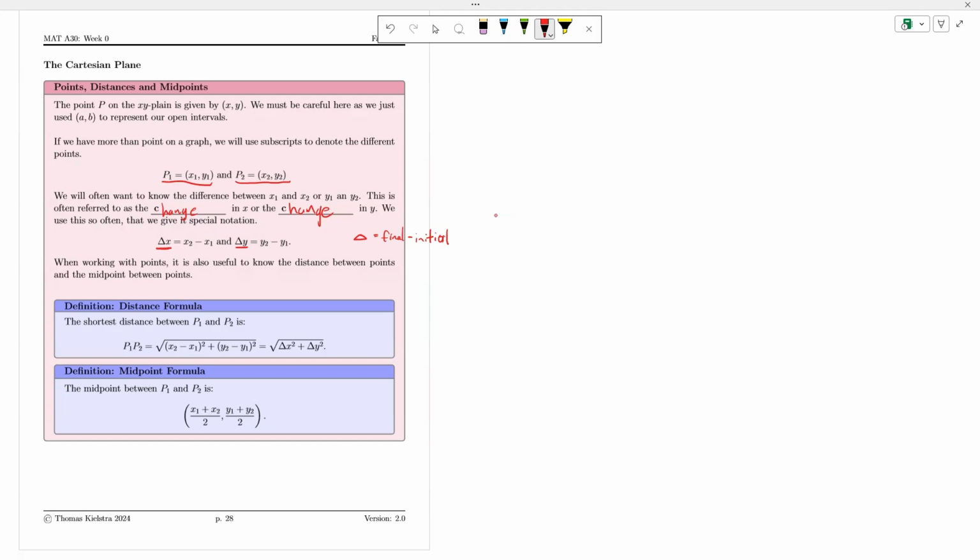Now, when we're working with points, it's useful to know the distance between the points. We have the change in x and change in y, but now we have our distance between 2 points. So if we look at the distance between P1 and P2, this is the square root of (x2 minus x1) squared plus (y2 minus y1) squared, which is equal to the square root of delta x squared plus delta y squared. And the midpoint is the average of our x values and the average of our y values.